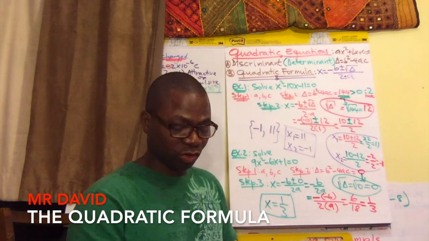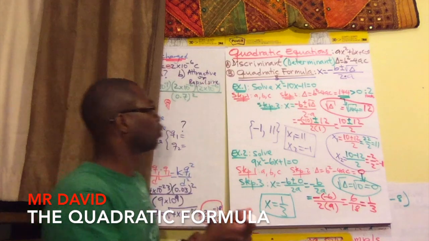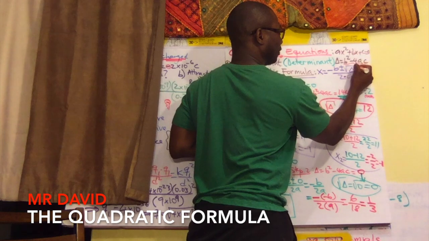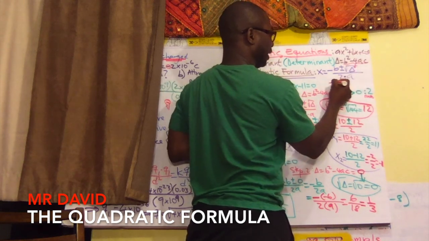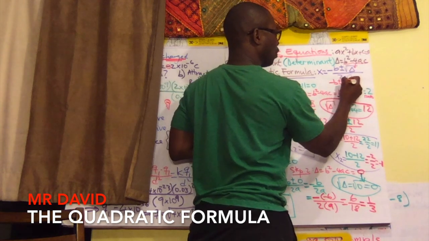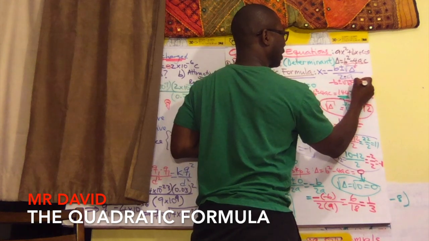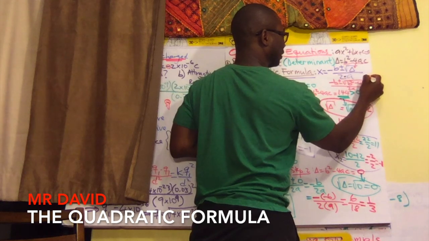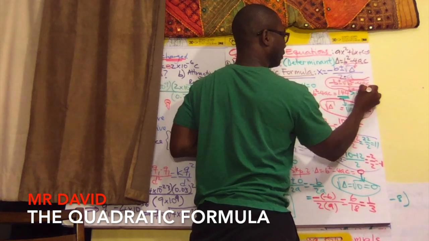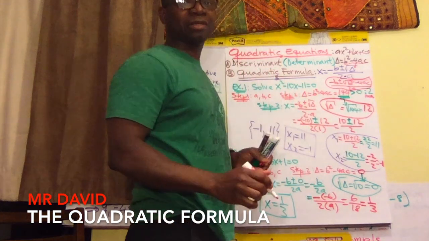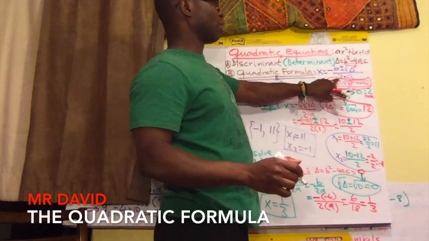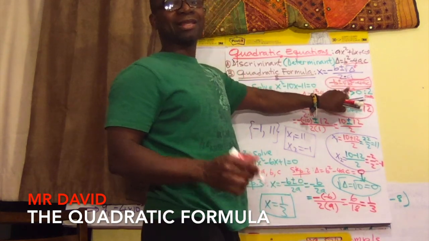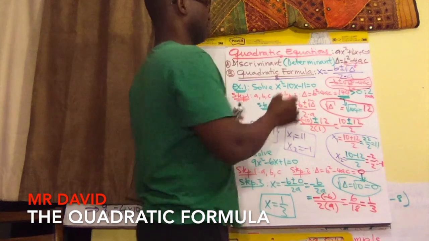Or you can rewrite it this way. You could plug in the value for delta here. So it gives you negative b plus or minus the square root of b squared minus 4ac, over 2a. It's the same exact formula. Negative b plus or minus the square root of b squared minus 4ac over 2a. That's your quadratic formula. This right here.